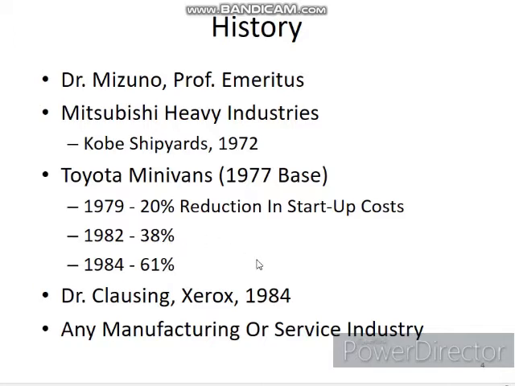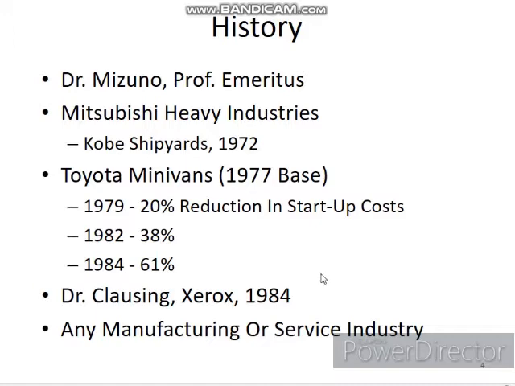and they built the house of quality in defining the engineering requirements and design requirements to meet the customer requirement. By doing so, they actually realized quite substantial startup cost reductions. You're talking about 20% in 1979. In the next version of the Toyota minivan, they further reduced the startup cost by 38%, and 61% in 1994. So they have a very good success story on Toyota minivan implementation of QFD.